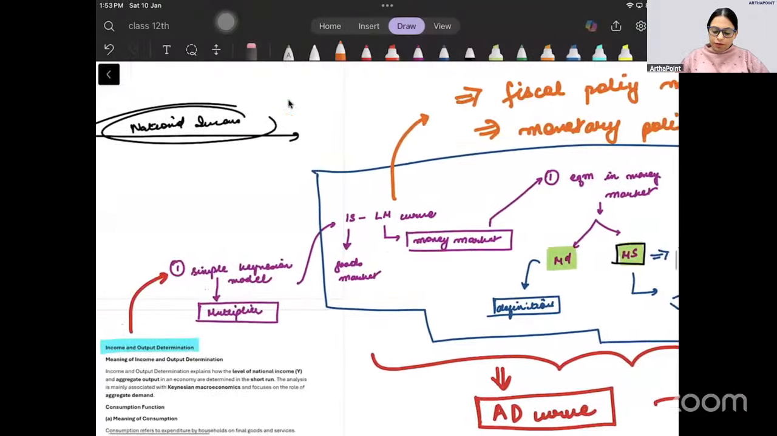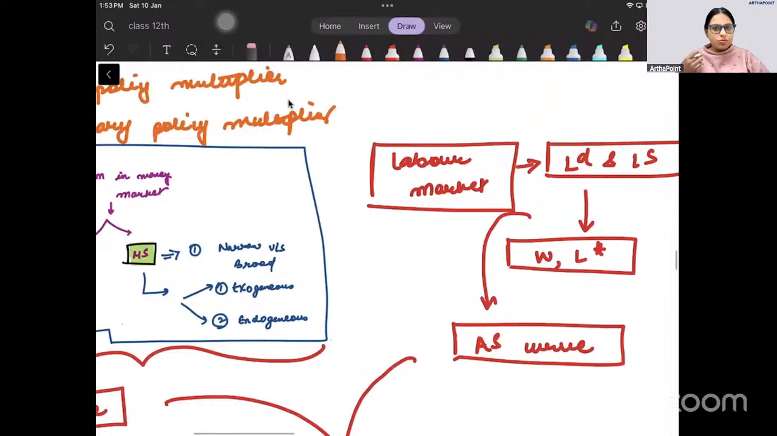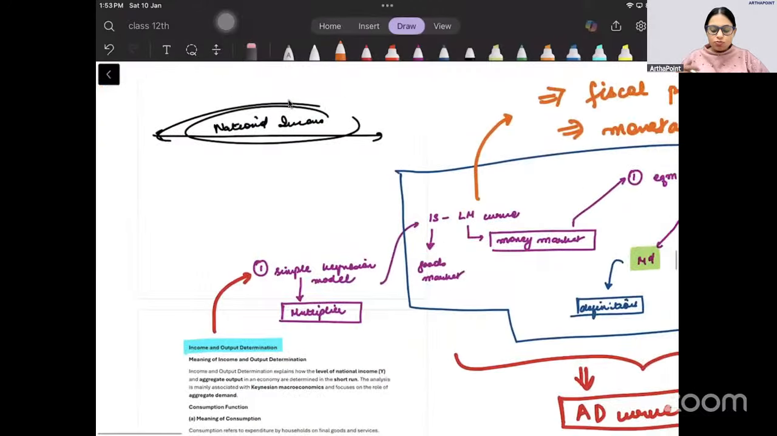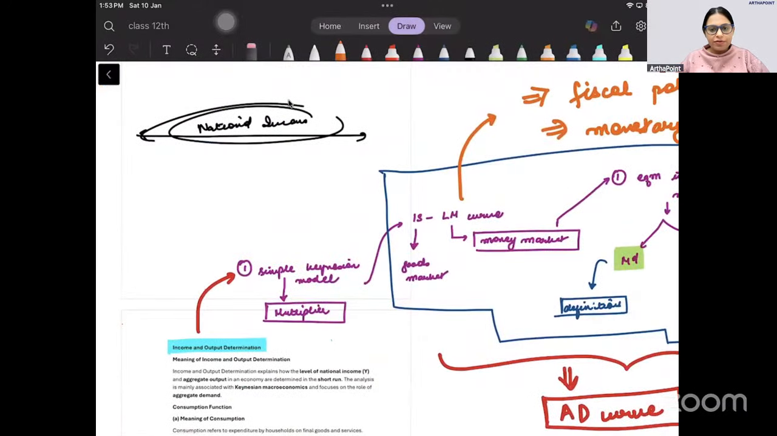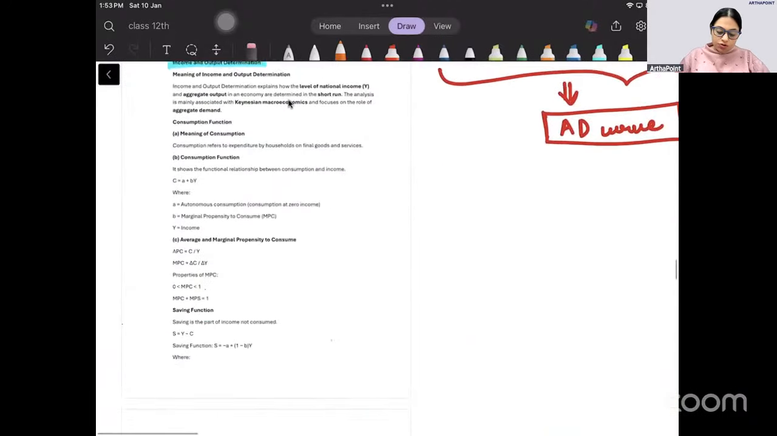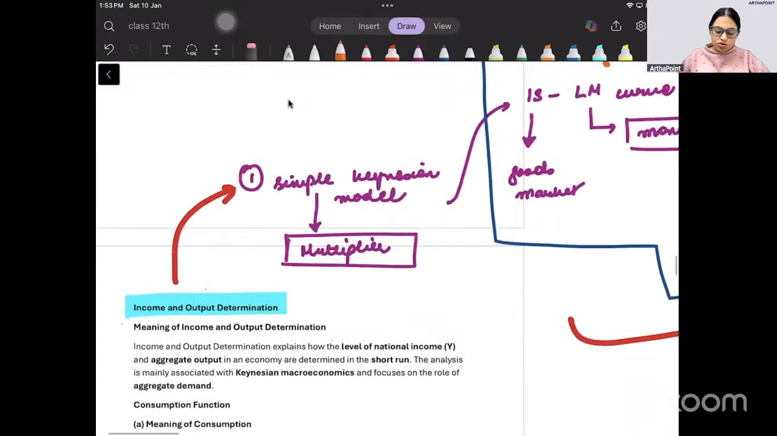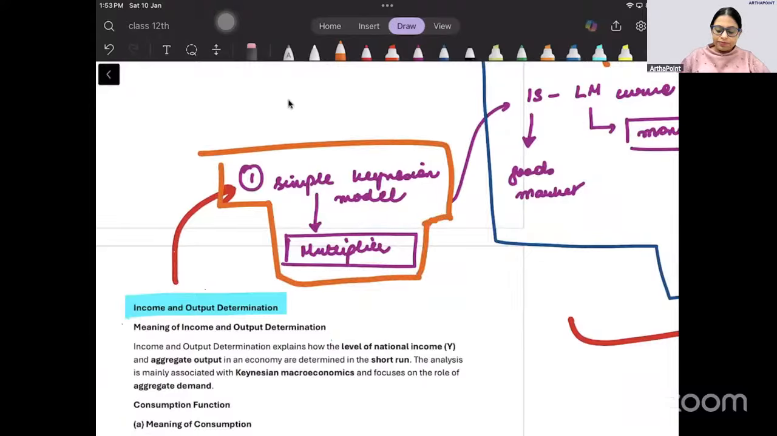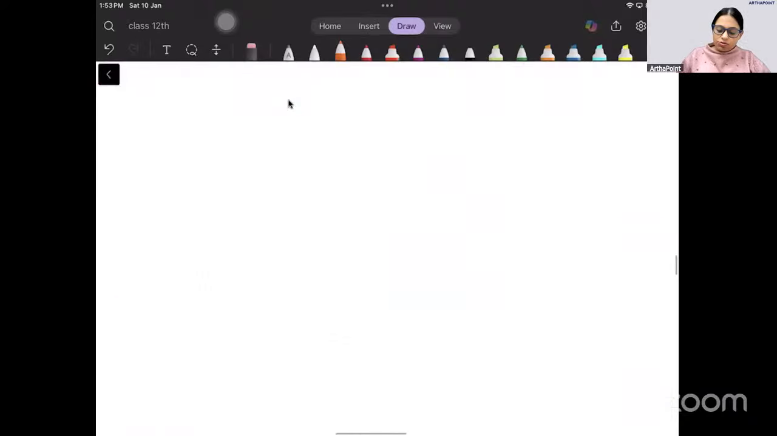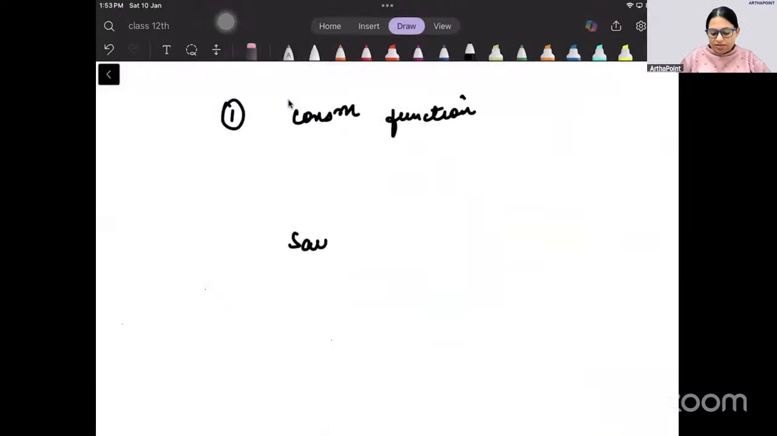Okay? I mean, national income is one of the easiest topics, but we need to move on to the actual topics of macroeconomics, right? So first of all, let us go ahead and talk about the simple Keynesian model now, which is the multiplier. Okay? In the simple Keynesian model, the first thing which you have to understand is the consumption function and the savings function.